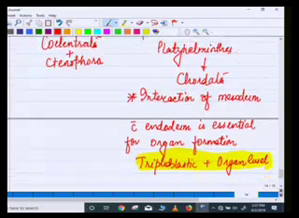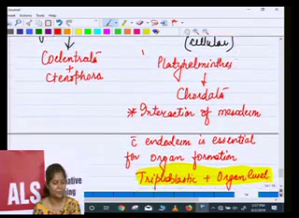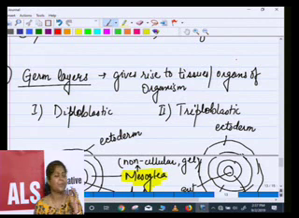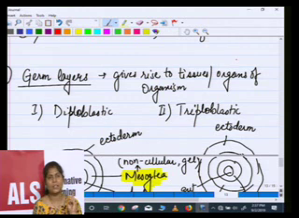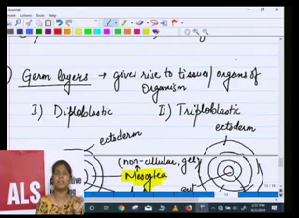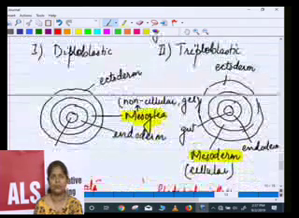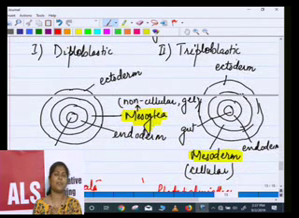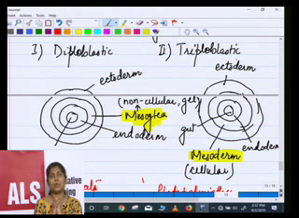Copied everything? Okay. So we have completed three things. First was the level of organization, whether it was cellular, tissue, organ or organ system. Then we started with symmetry, that is whether it is asymmetry, radial symmetry or bilateral symmetry. Then we talked about germ layers, that is whether the organism has two layers, with a non-cellular mesoglea in between, or three layers, where mesoglea is converted into mesoderm, that is triploblastic.